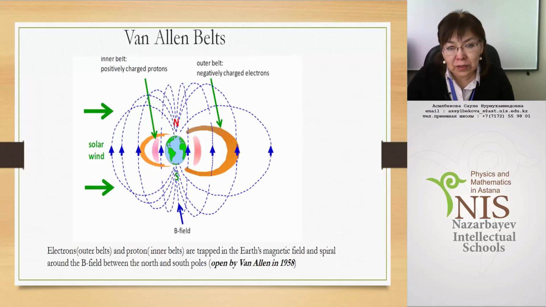Another thing which is also related to our topic is the so-called Van Allen belts. You see two belts, inner and outer, which consist of positively charged protons and negatively charged electrons. They were discovered by Van Allen in 1958. They are also charged particles trapped by the magnetic field of the Earth.